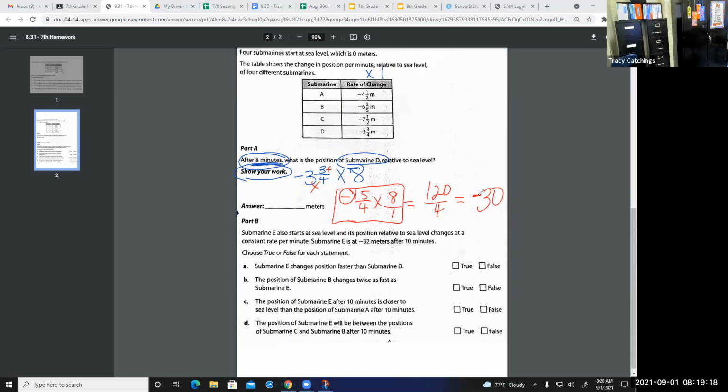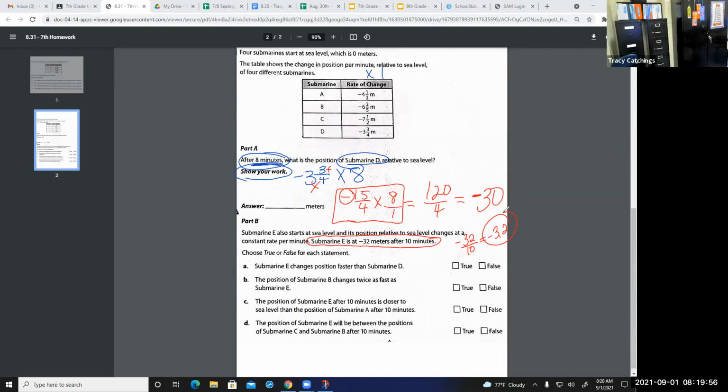All right, then E, they said submarine starts at sea level, position changes at negative 32 meters after 10 minutes. So then we need that information to help with the bottom. A says submarine changes position faster than B. Well, let's find the rate of that. Negative 32 divided by 10. Everybody got a calculator right now. Negative 3.2.